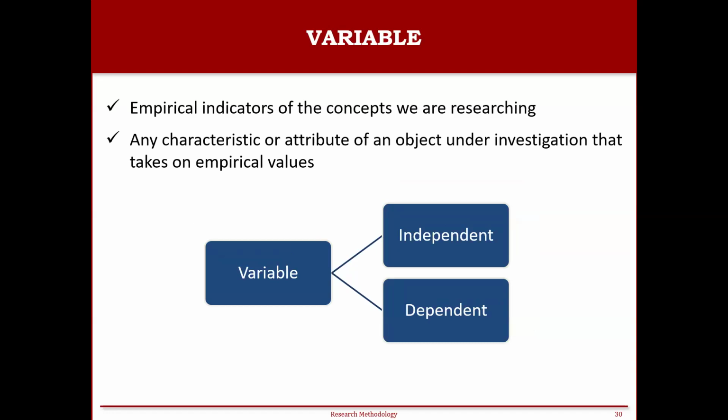Independent variable, or IV, means the variable that the researcher manipulates or changes in order to observe its effect on the dependent variable. The independent variable is the variable the researcher can manipulate or change. And then we have the dependent variable, which is the variable affected by the independent variable.